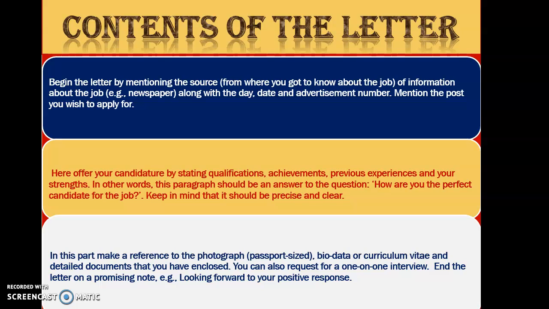It has two parts. The first part is the covering letter and the second part is the biodata, curriculum vitae or resume. So today we are introducing the job application letter. Tomorrow we are going to work on the biodata, the second part of this letter. And then we'll be practicing how to write a job application letter.